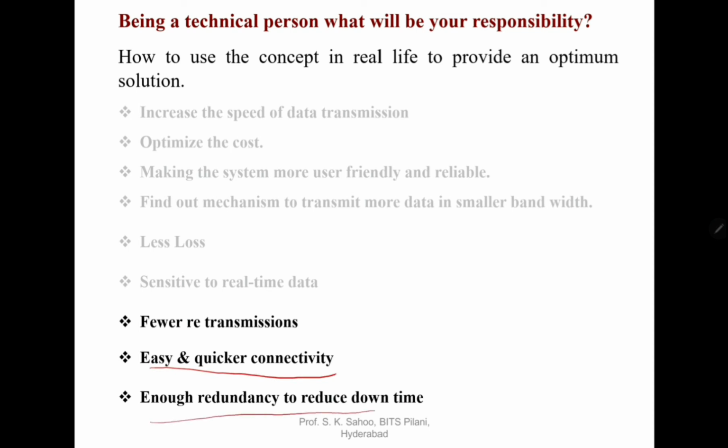Enough redundancy to reduce downtime. Whenever a fault occurs, the network should have a backup system that automatically takes care of it. In case it goes down, within very little time it should come back to its original working condition. So these are the various expectations from the communication network.